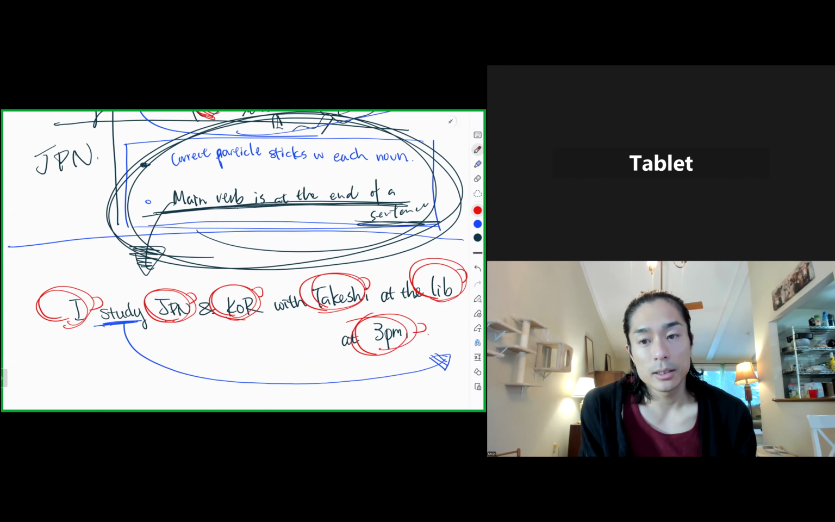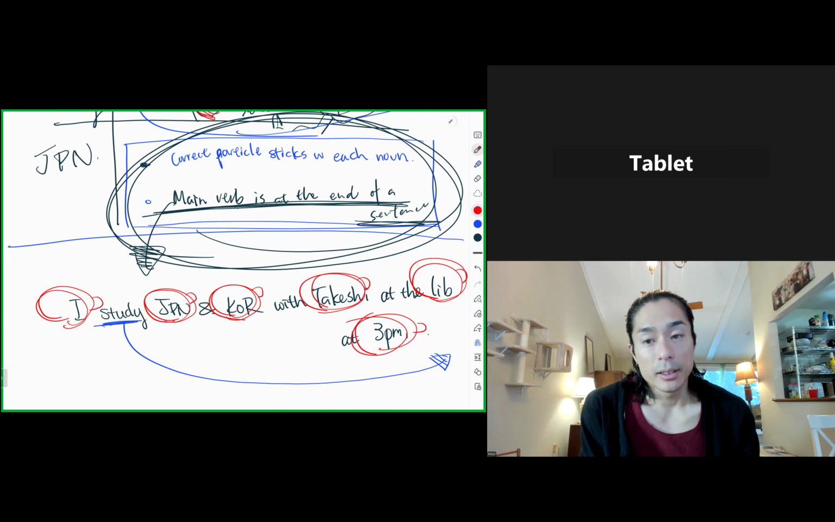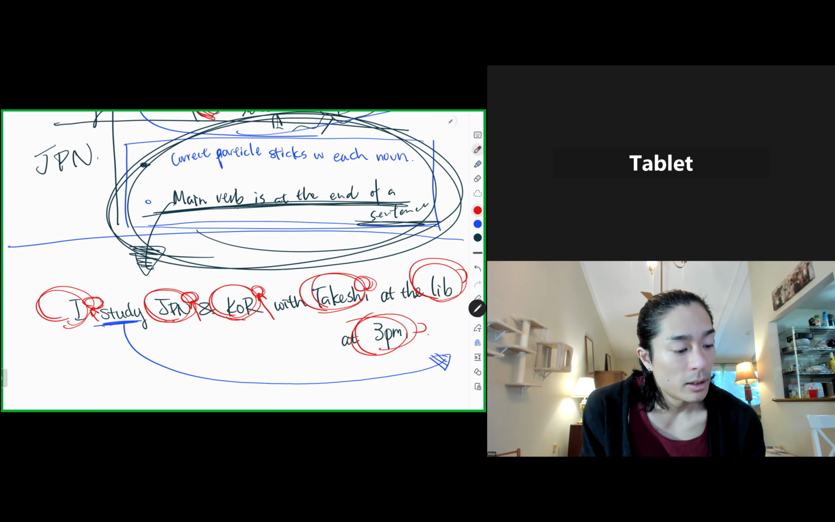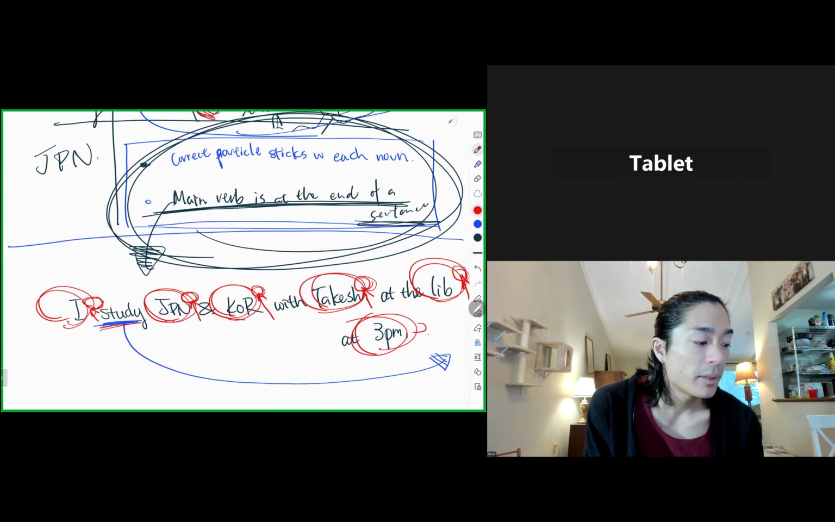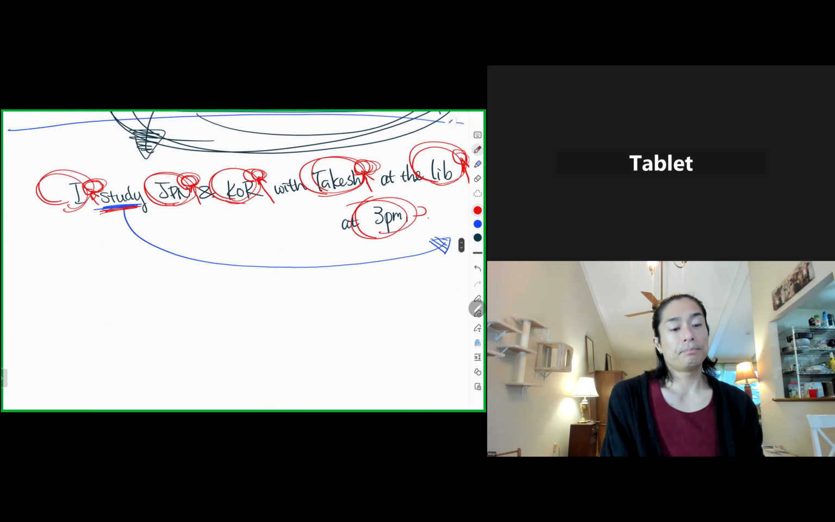All of these sentences that I have said will be the same meaning as long as we put the correct particle, because the particle is the one that tells, hey, this noun's relationship with the main verb is this. Okay? So that's how important particles are. Okay. With this, let's move on.